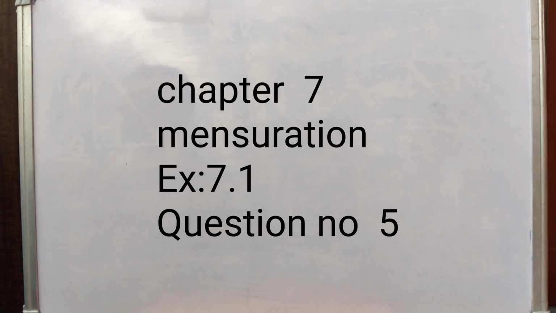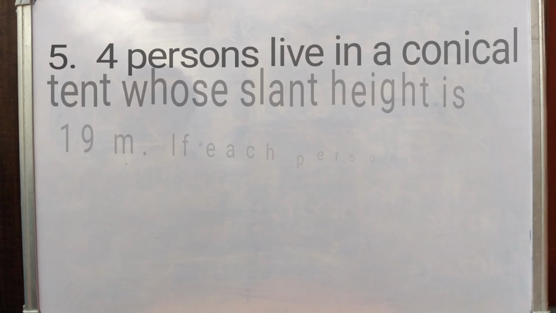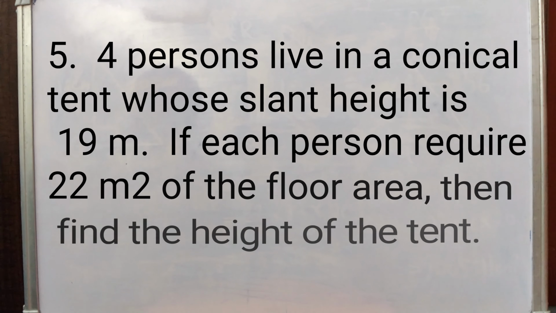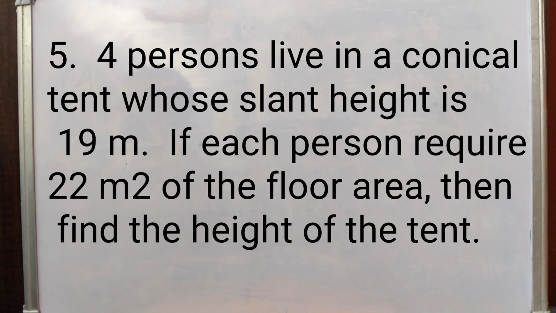Chapter 7 Mensuration, Exercise 7.1, fifth question. The question is that 4 persons live in a conical tent whose slant height is 19 meter. If each person requires 22 meter square of the floor area, then find the height of the tent. So the conditions are that we are given the slant height, L.